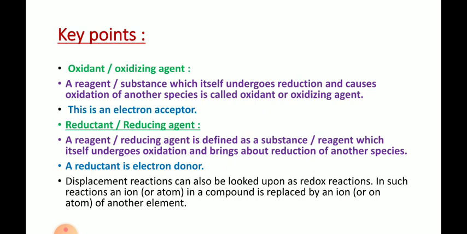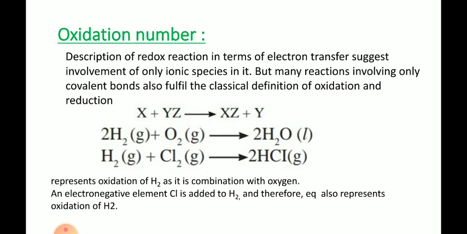Displacement reactions can also be looked upon as redox reactions. In such reactions, an ion, or we can also say an atom, in a compound is replaced by an ion of another element. Now oxidation number is the next point of this chapter. What is meant by oxidation number and their examples we will learn in this point.